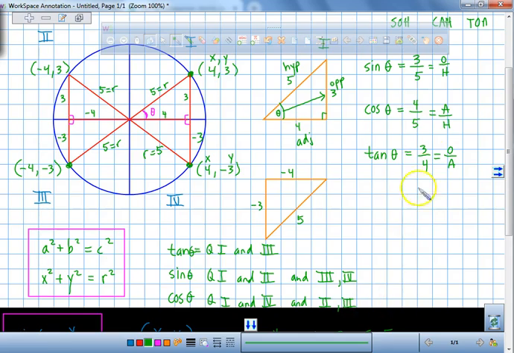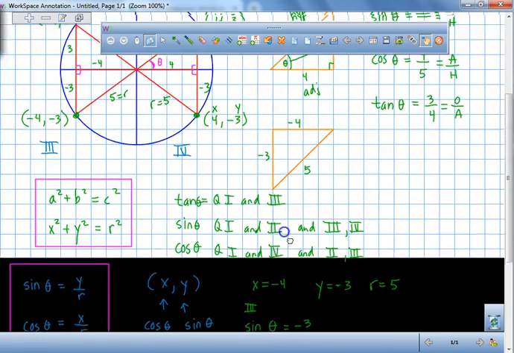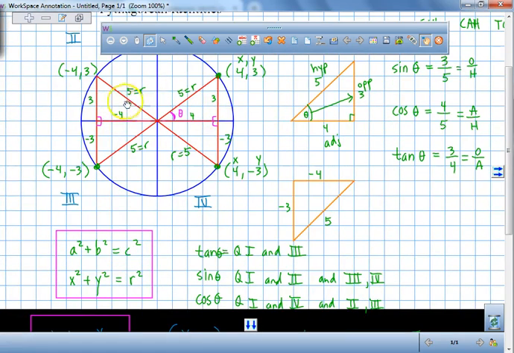So you got to know which quadrant you're going to be in. So sines are going to match in quadrants 1 and 2, and also they'll match in 3 and 4 because they'll have the same y value. Cosines will be 2 and 3, and also 1 and 4. And then the tangent will be equal in 1 and 3, and it'll also be equal in 2 and 4.